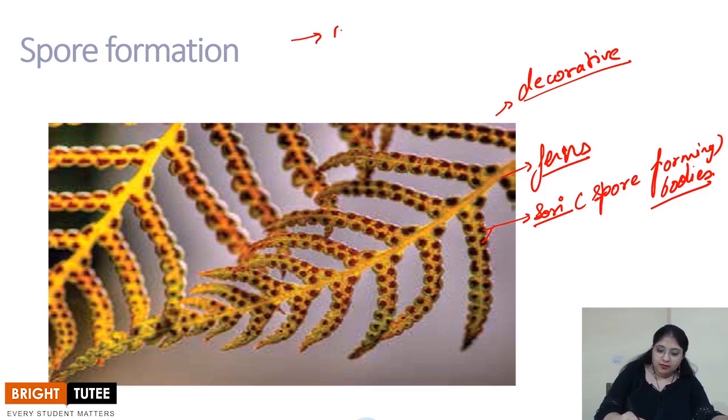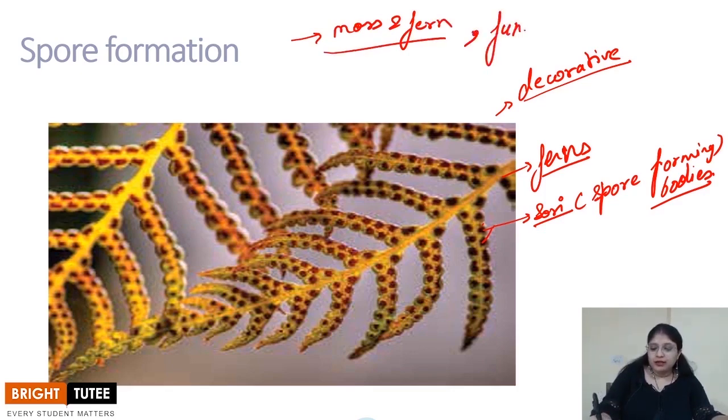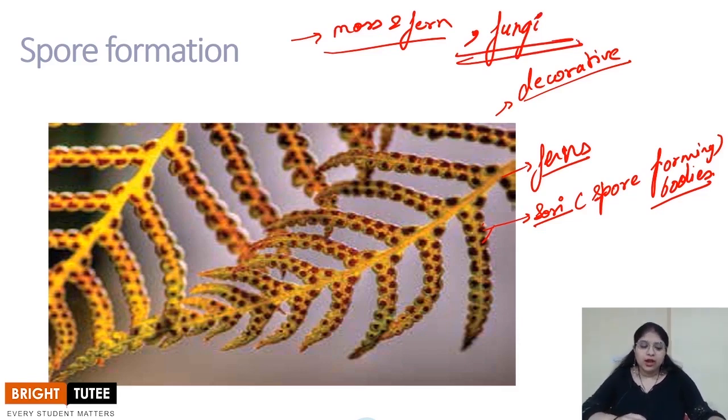So plants like moss and fern also reproduce by spore formation. Apart from that, we also observe fungi using the method of spore formation for reproduction, right? So this is all about asexual reproduction, in which we saw vegetative reproduction, the process of budding, fragmentation and spore formation. I hope you were able to understand the whole process properly. Now let's answer some questions.